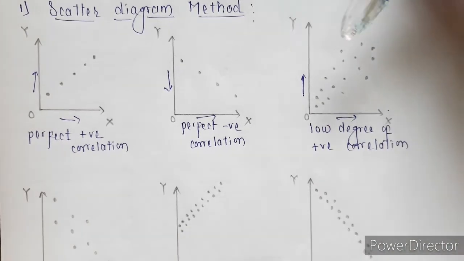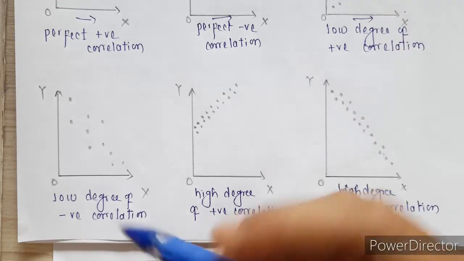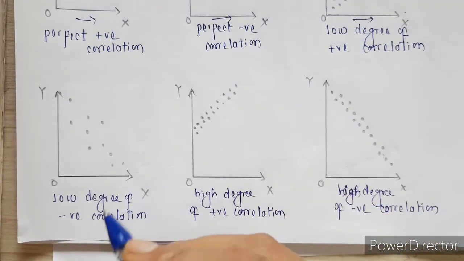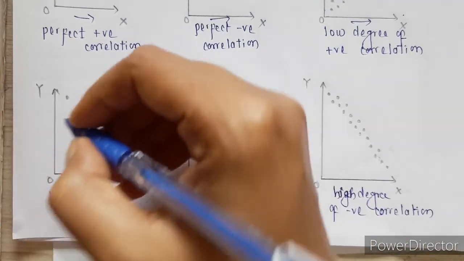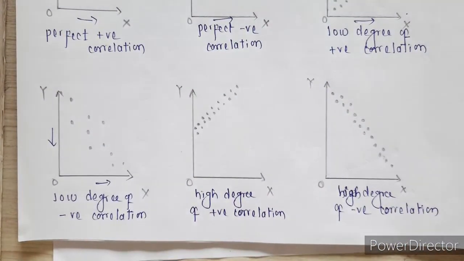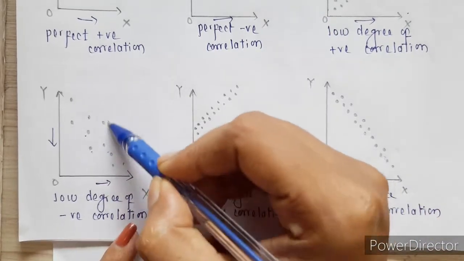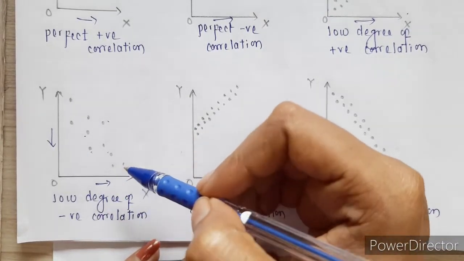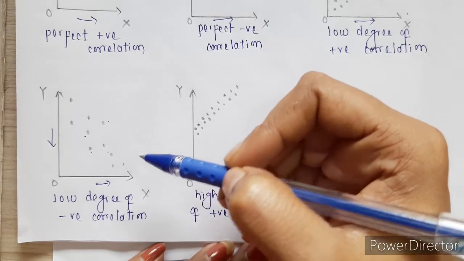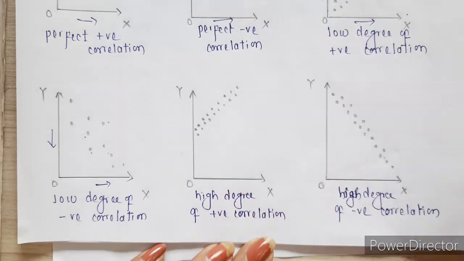Similarly, next, low degree of negative correlation. Here again, with an increase in x, y is decreasing, but again the points are scattered around. Even though they are decreasing, they are scattered around. So it is called a low degree of negative correlation.